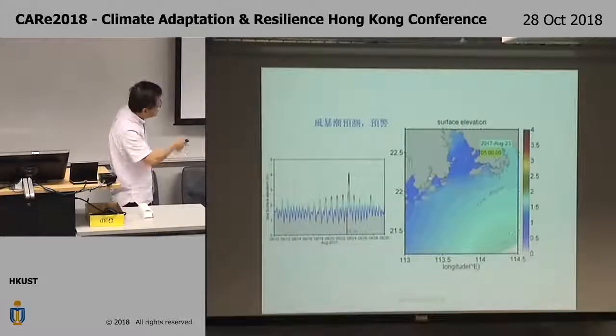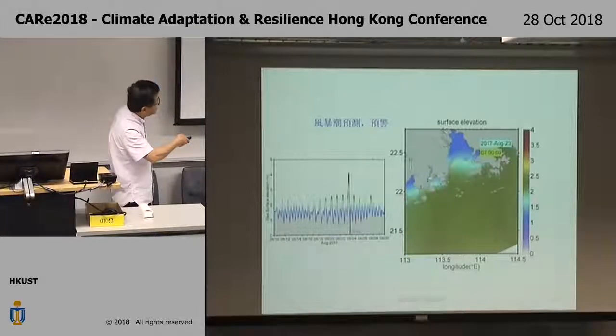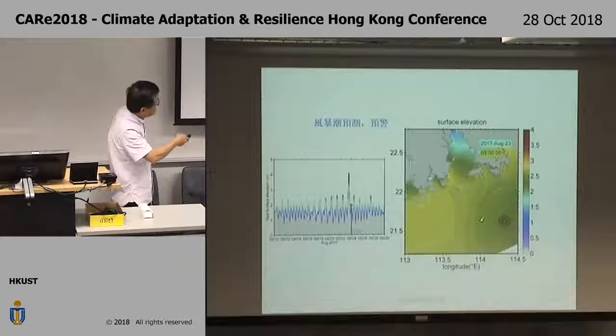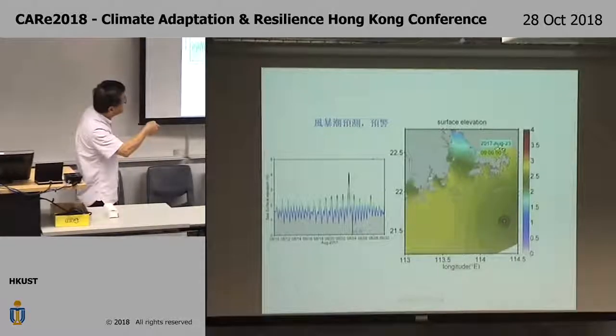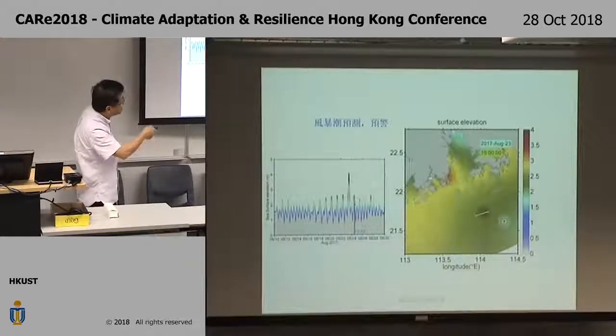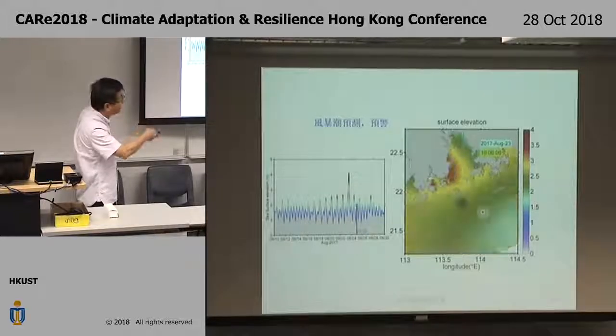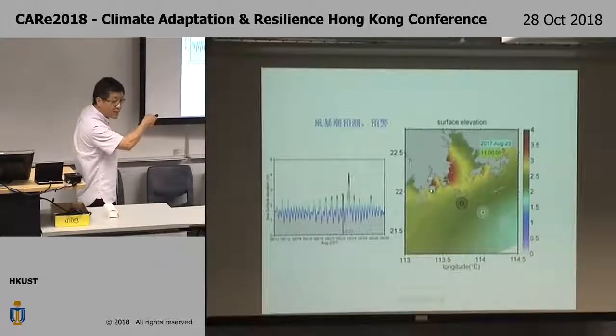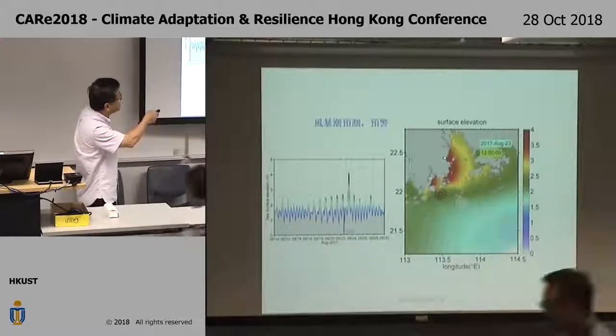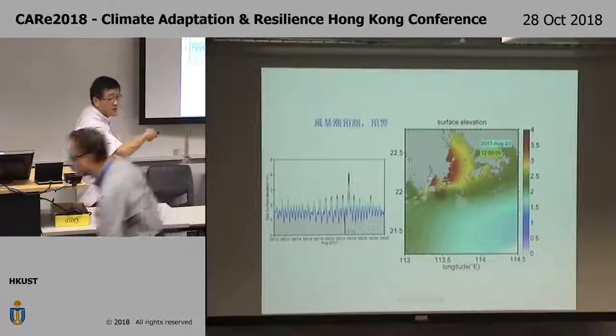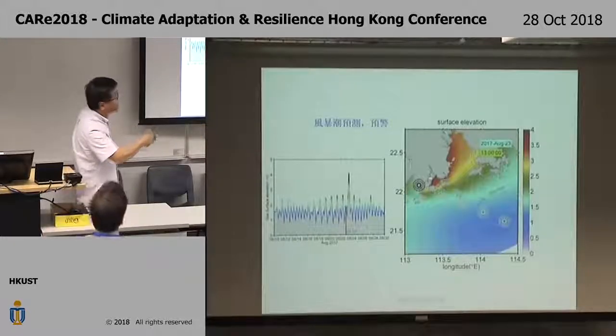You can see that the sea level increases when the typhoon is coming. By this time last year, August 27th, at 9 o'clock in the morning, the typhoon moved here. You see the sea level increase on the Macau side, and at about 11 o'clock the sea level increased dramatically. And this is the time when people were killed, 12 o'clock. I showed this one in Macau.